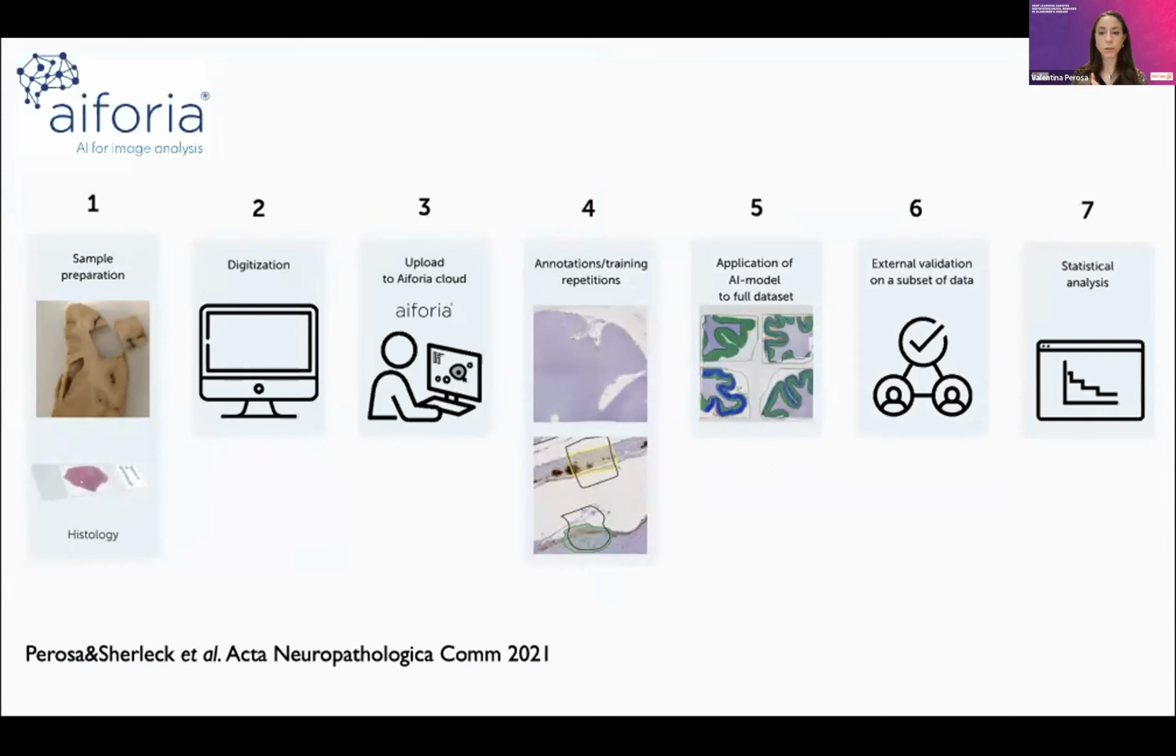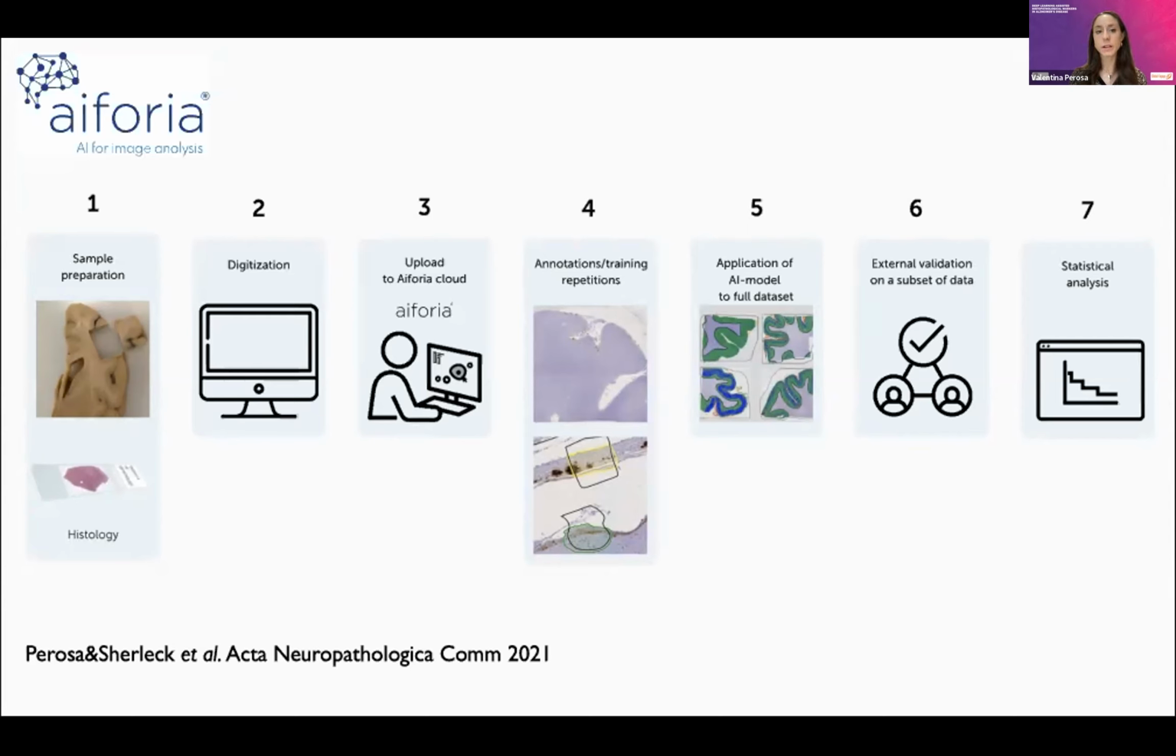The workflow for each model that we have trained consists, first of all, obviously, of the sample preparation. We then digitized the histopathological sections using a very high resolution digital microscope called the nanozoomer. The sections are then uploaded on the Aiforia cloud, and then we take 10% of the whole cohort that we want to analyze and perform annotations manually in order to train a model to identify the marker that we want to identify. After that, the model is applied, when it's satisfactory, to the whole data set.